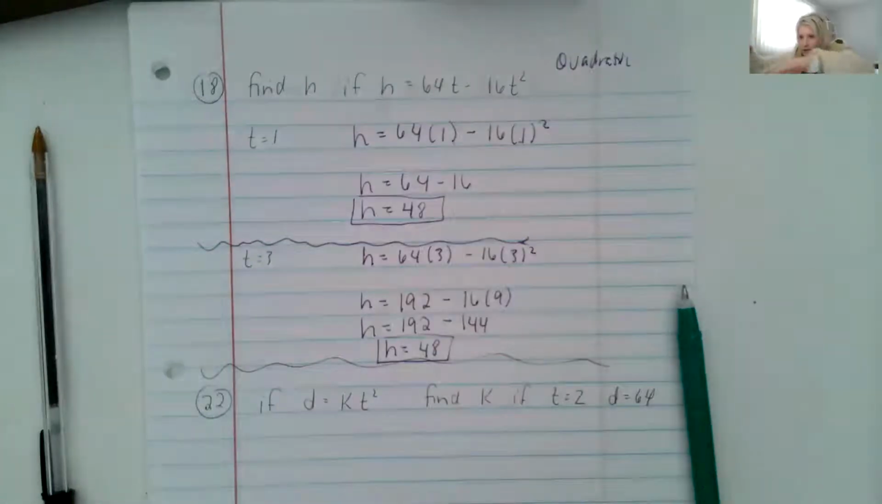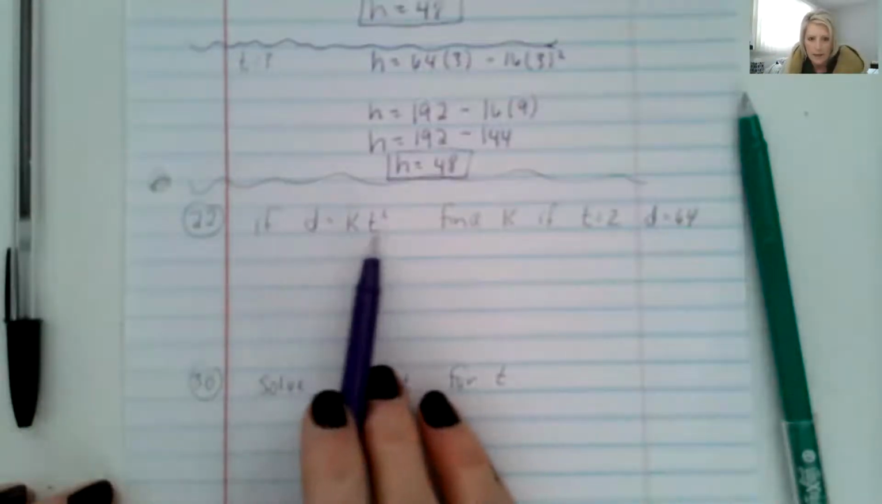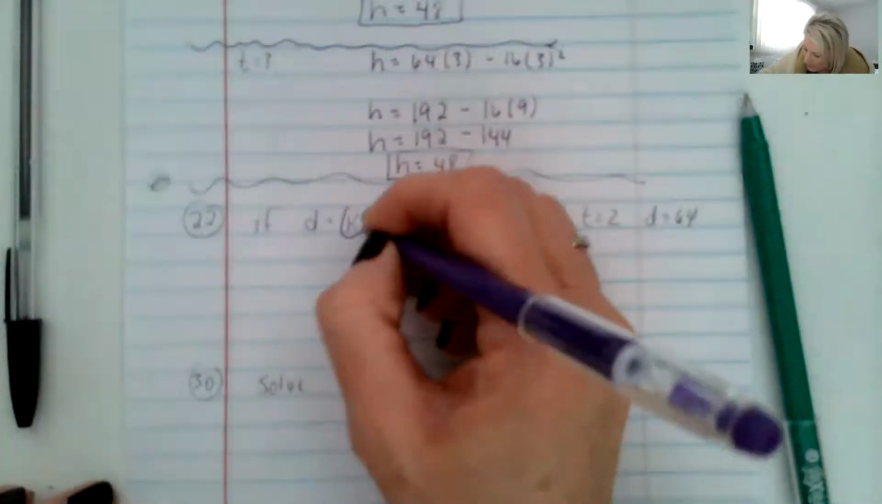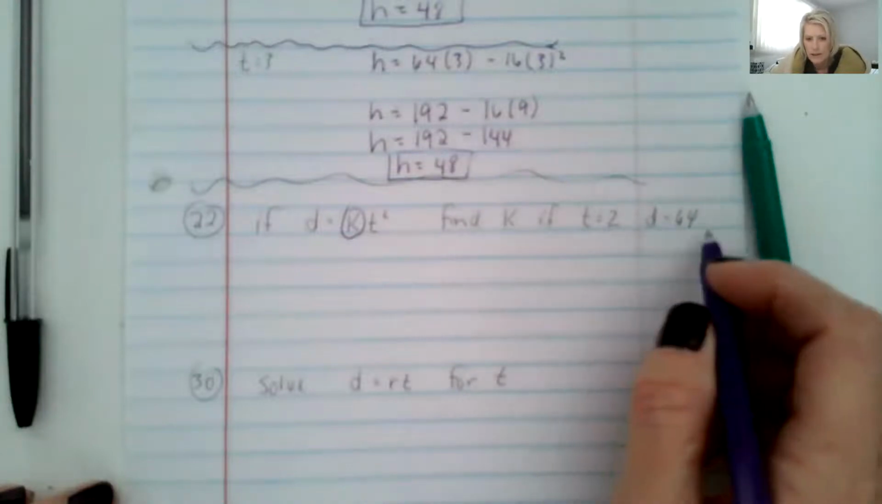Okay, let's look down at number 22. It says if we have the equation D equals K times T squared, find K. So this time we're solving for K. If T equals 2 and D is 64.